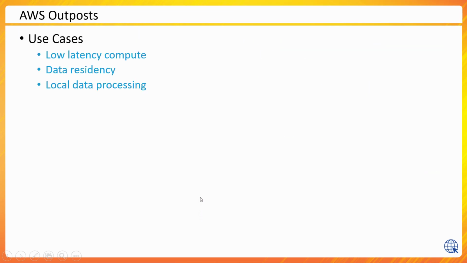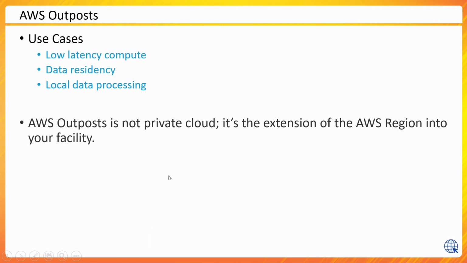Use case: if I have a low latency compute requirement, I cannot move my data outside, there is a data residency regulation I have to follow, or for some reason I have to do local data processing first and only then can I move it forward, then Outpost is a good option. One thing to be clear, Outpost is not a private cloud. Think of it as an extension of the region into your facility.